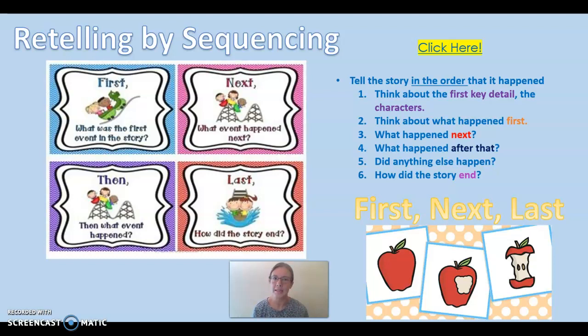How did the story end? How did the characters solve the problem? And how did they look at the end? Did they look different than the beginning? Were they in a different setting or location than the beginning? All of those things go into retelling by sequencing stories so we can remember what happened all throughout the story.